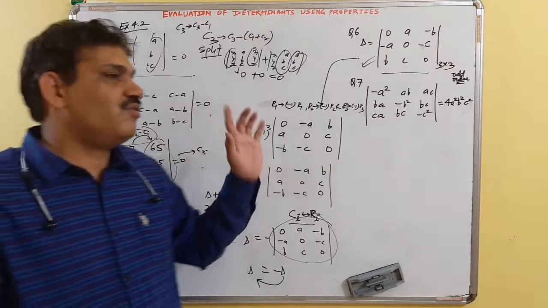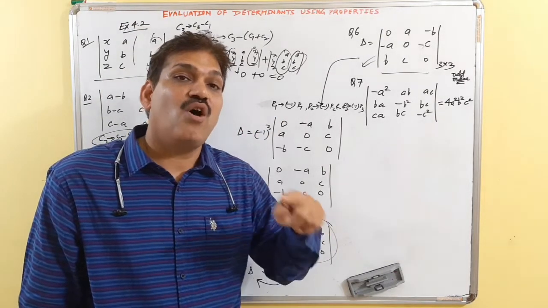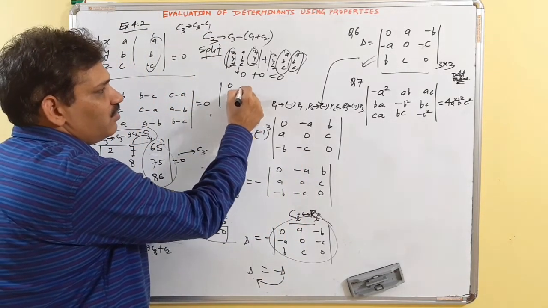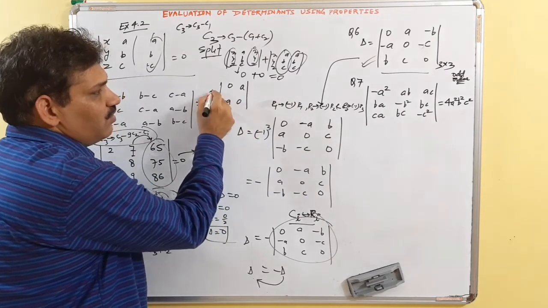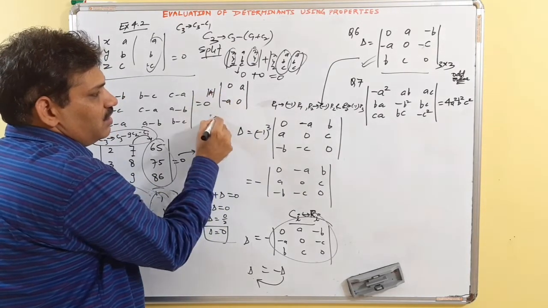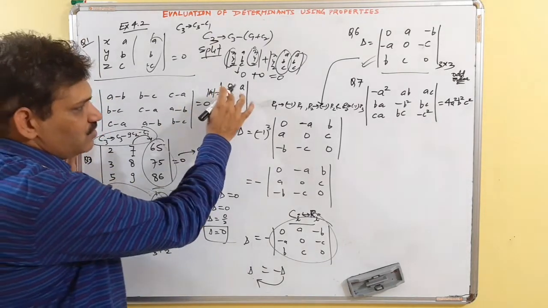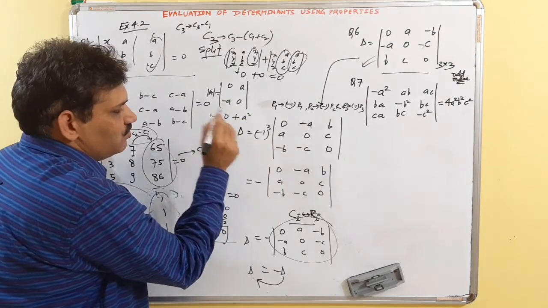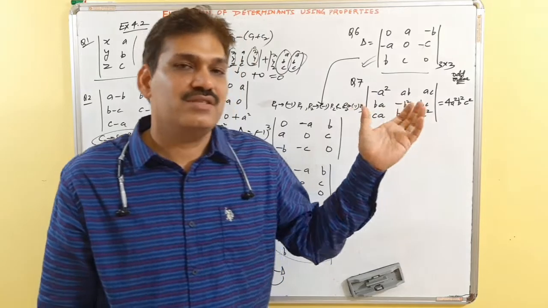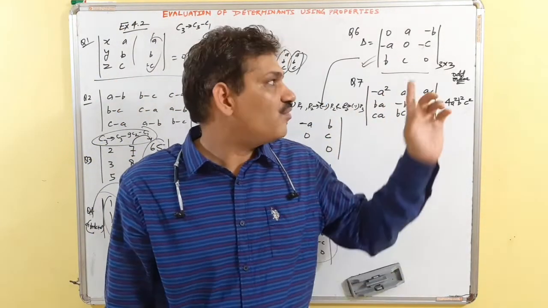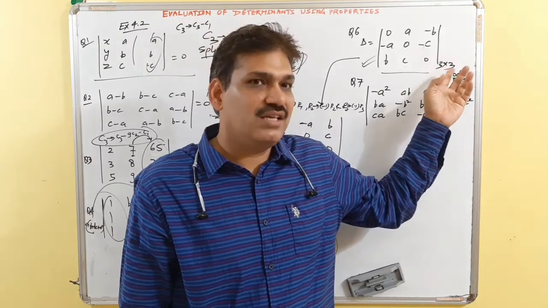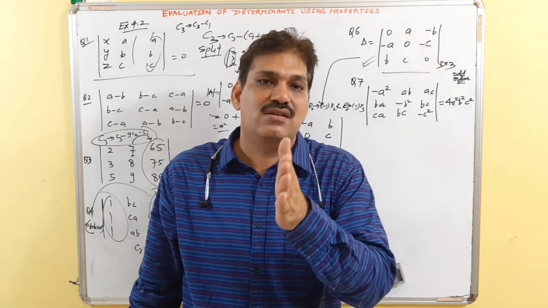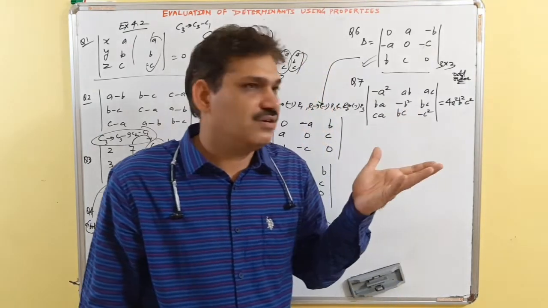The determinant of a skew symmetric matrix of odd order will always be 0. For even order, it does not hold good. Suppose I have a skew symmetric determinant of even order. The determinant of A will not be 0, because 0 into 0 is 0, minus of minus A square, that will give us A square, not 0. So if we have a skew symmetric determinant of odd order, that is the order is either 3 or 5 or 7, then the value of that determinant is 0. This is what we have discussed.